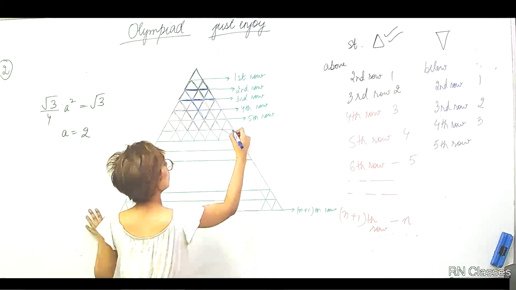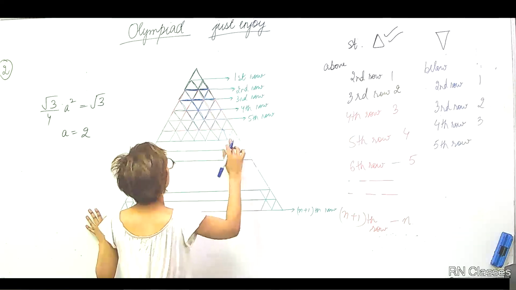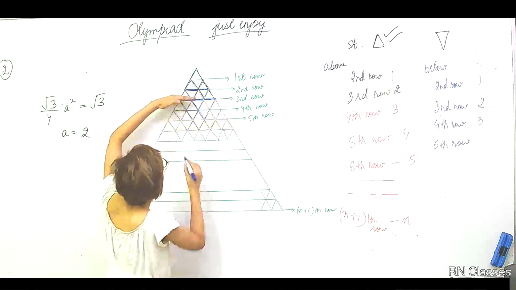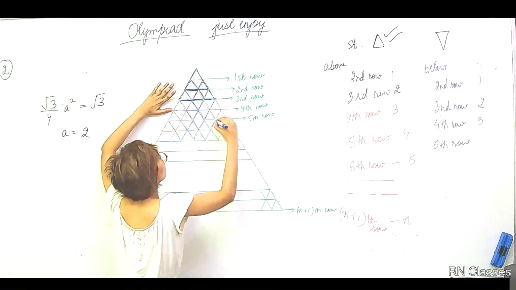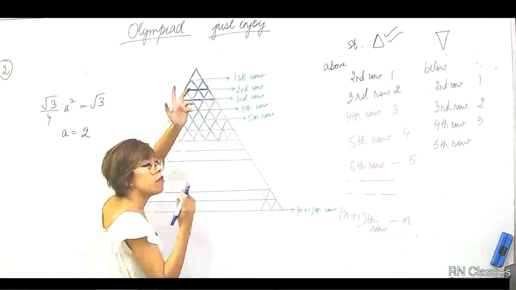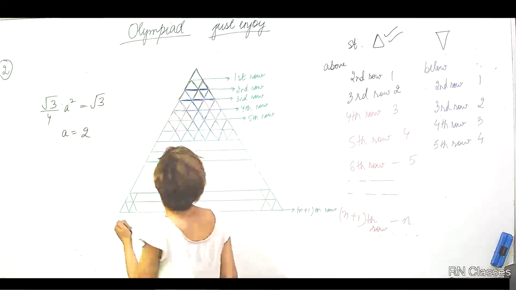Oh no. And it should be like this. Sorry, my bad. मुझे बना लेना चाहिए था. Now below fifth row, 1, 2, 3, 4, 4. Expected. Right? Okay. And the pattern continues.